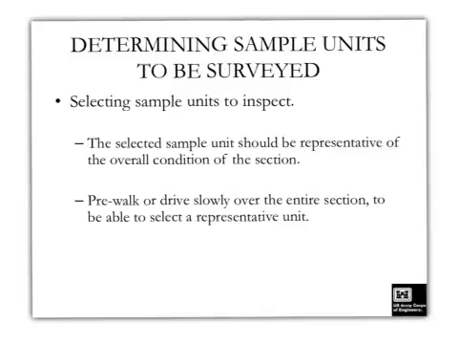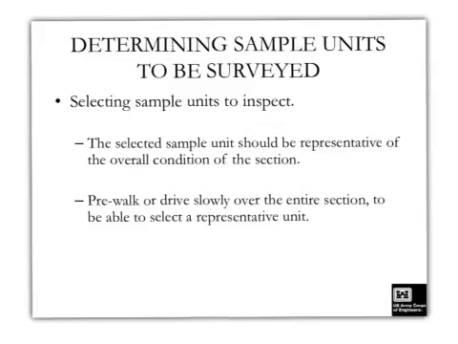So the other question that comes up here is, okay, I need to know the number of sample units that I need to inspect out of the total sample units. Also, we need to keep in mind that the selected sample unit should be representative of the overall condition of the section. For example, if I have a section that has 200 units and the majority, let's say 75%, have fatigue cracking, I need to keep in mind that the sample units to be inspected have to cover both areas, the area that is affected by fatigue cracking as well as the area that doesn't have any fatigue cracking.